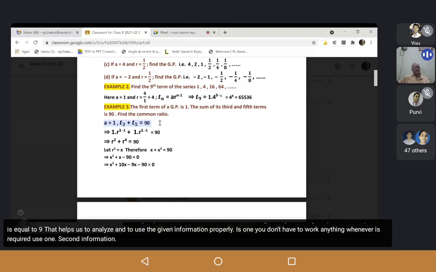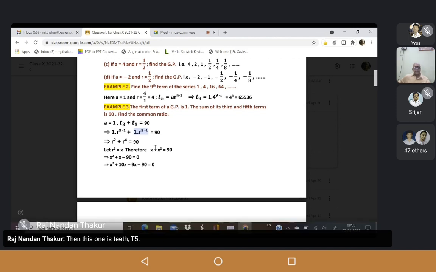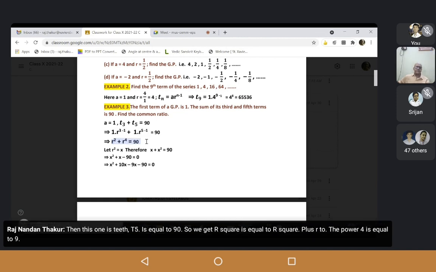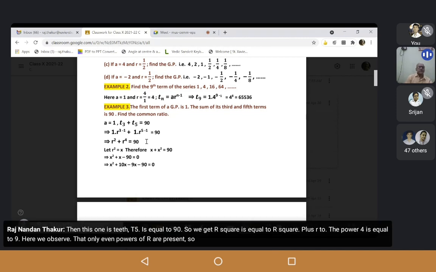Second information, T3 plus T5 is equal to 90. See, this highlighted portion is T3. Yes, sir. Then this one is T5, is equal to 90. So we get R square plus R to the power 4 is equal to 90. Here we observe that only even powers of R are present. So suppose R square is X, let R square is equal to X, therefore X plus X square.